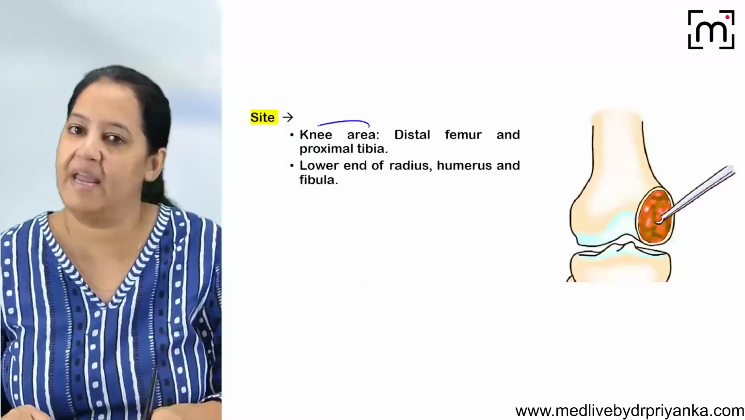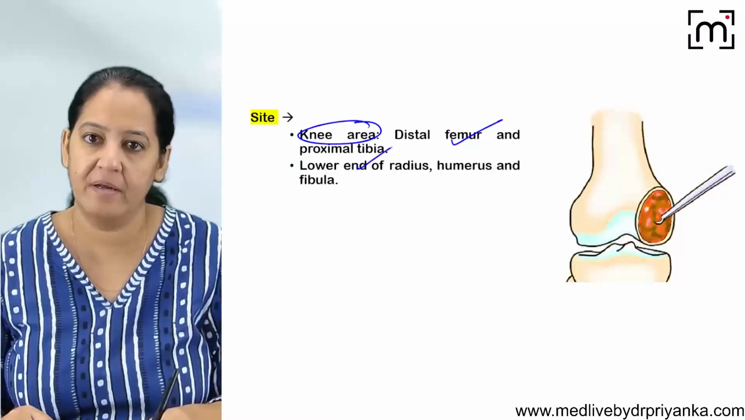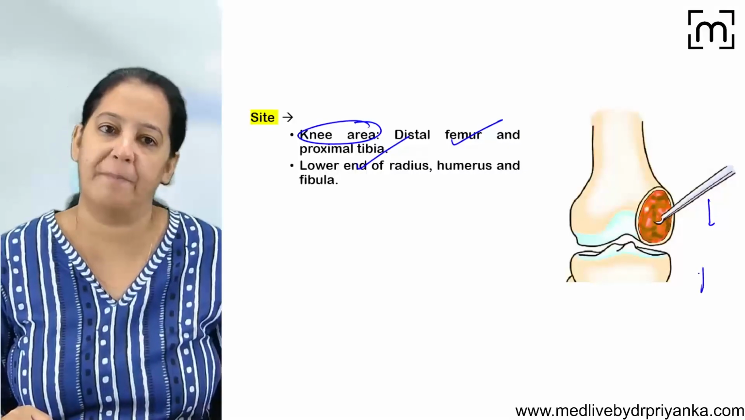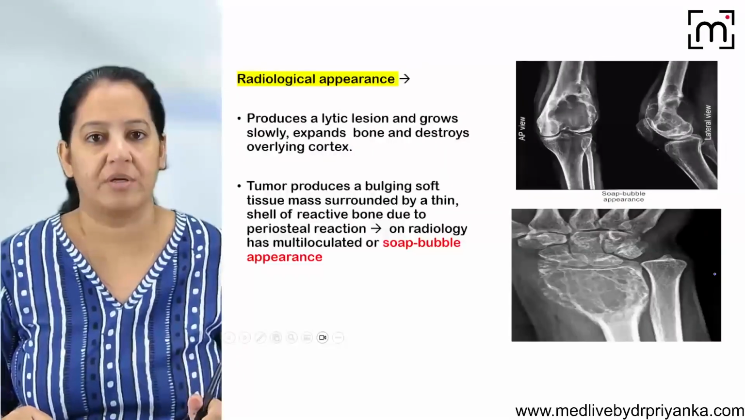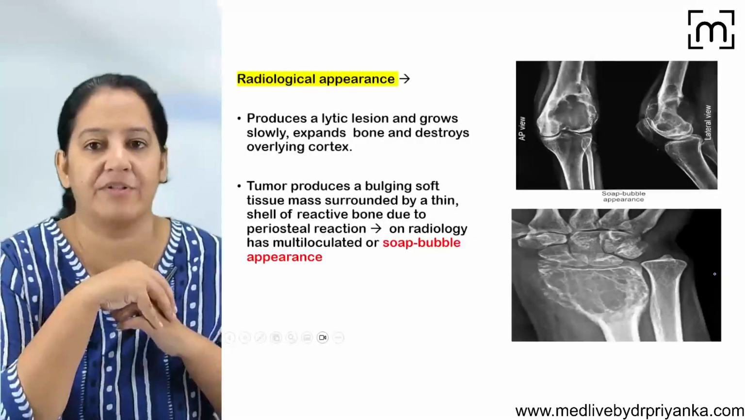Most common site, again, the knee area. Lower femur, proximal tibia. Lower femur, upper tibia. So that is the most common location. Radiology, very typical radiology.